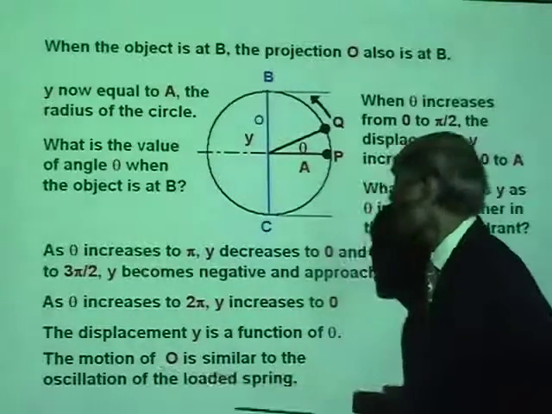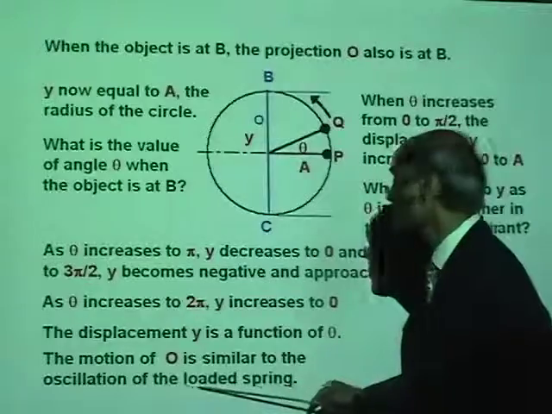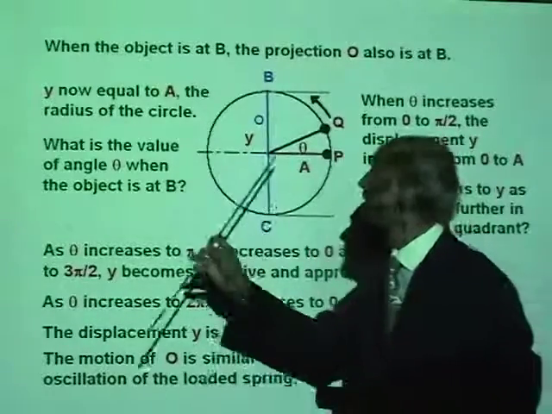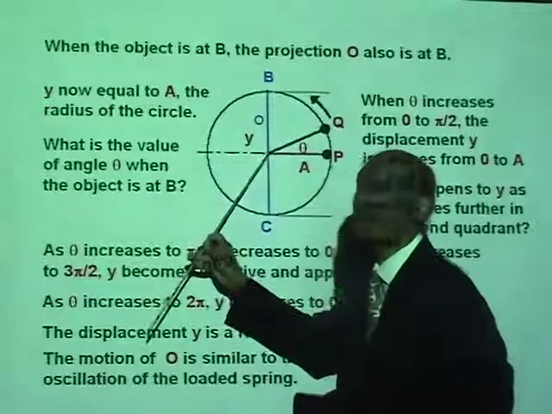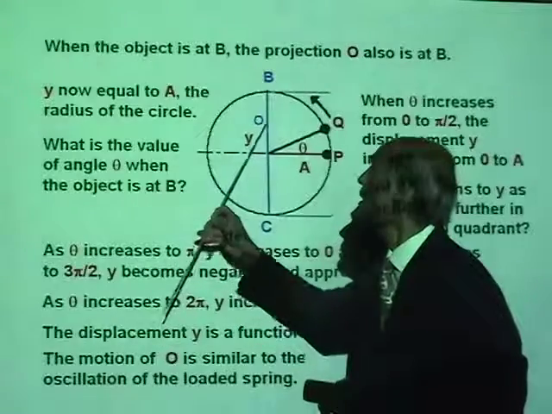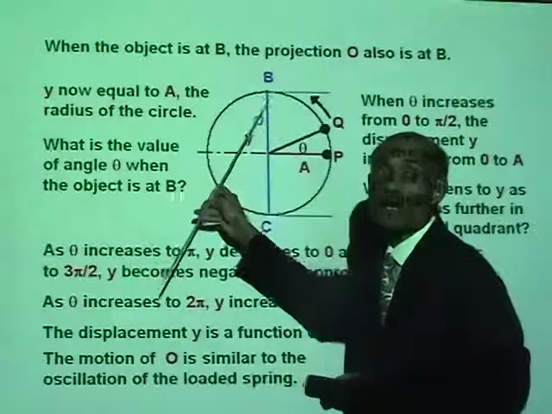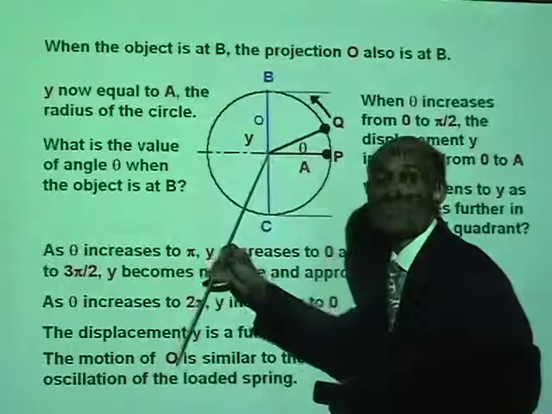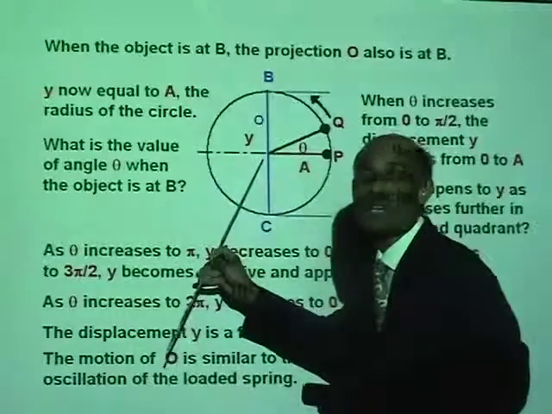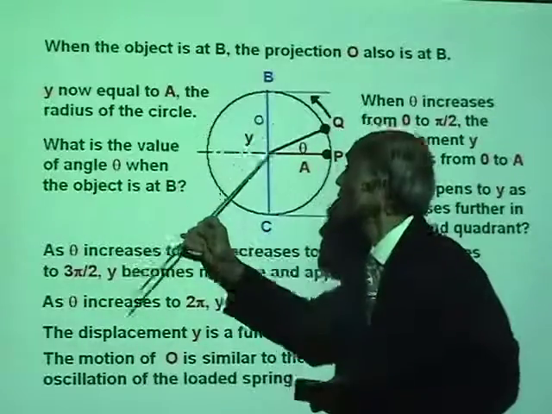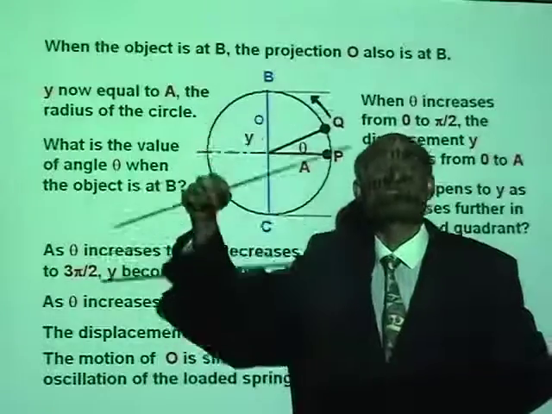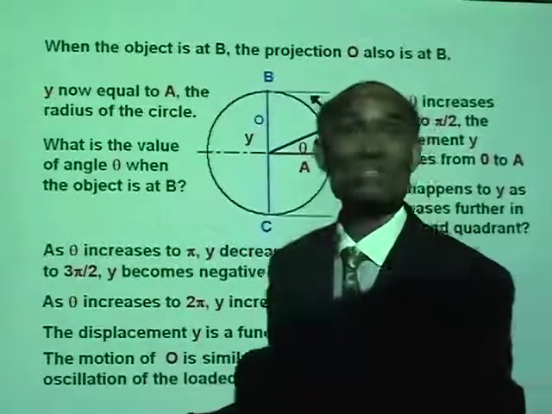The motion of O is similar to the oscillations of the loaded spring, isn't it? The projection O now, this is the equilibrium position of O. It increases to the upper extreme, comes back to the equilibrium, moves to the lower extreme, comes back to the equilibrium. The motion of the projection is the same as the oscillations of the loaded spring.